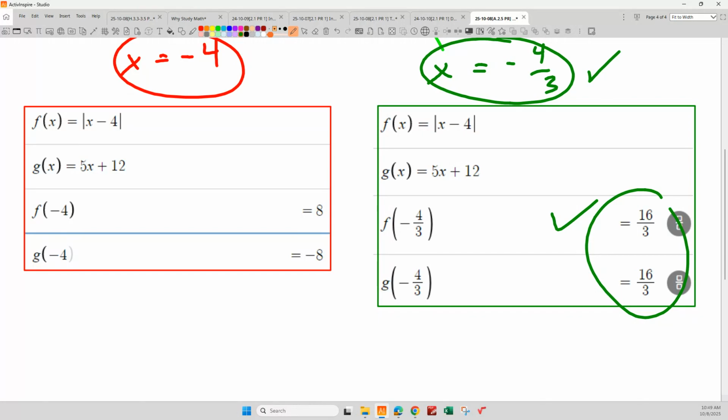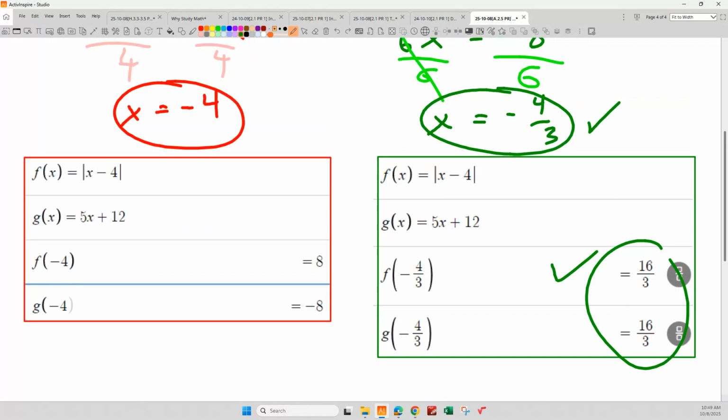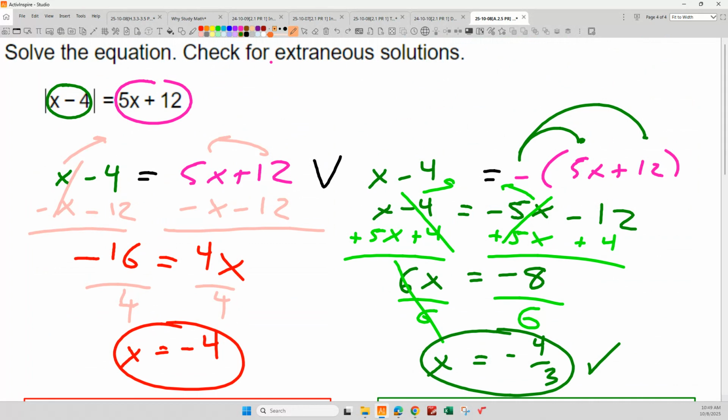Okay, let's check the other one, negative 4. If I plug negative 4 into f of x, which is the left side, I get positive 8. If I plug negative 4 into the right side, I get negative 8, which we can see pretty easily, right? What's 5 times negative 4? Negative 20 plus 12. Negative 8. Okay, alarm bells should be going off in your brain. What's wrong with that? I can't have the output of an absolute value equal a negative number. So that means that solution, negative 4, is extraneous.